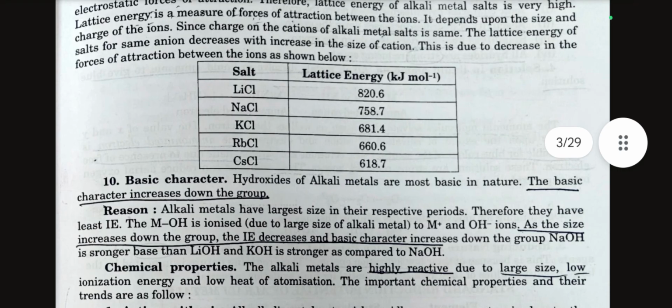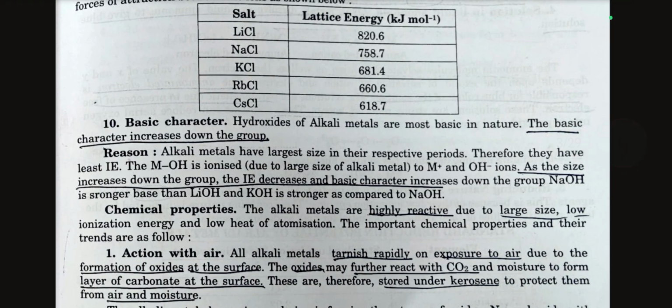Basic character. Hydroxides of alkali metals are most basic in nature. The basic character increases down the group. Alkali metals have larger size in their respective periods, therefore they have least ionization energy. The metal hydroxide MOH is ionized due to the large size of alkali metals to M+ and OH- ions. As the size increases down the group, the ionization energy decreases and basic character increases down the group. NaOH is a stronger base than LiOH and KOH is stronger as compared to NaOH.